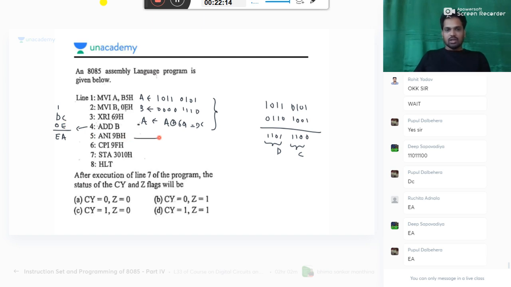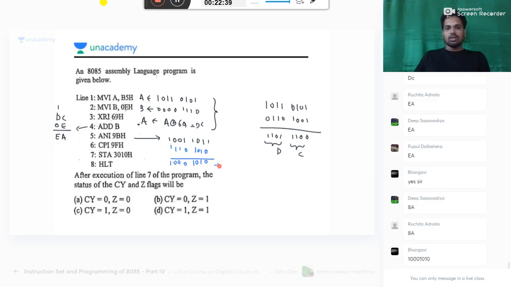Then ANI with 9B. 9B means 1001 1011. This you need to AND with EA. E means 1110, A means 1010. If you do the AND operation, if any one of them is 0, your output will be 0. So the result is 8A. Now you compare this immediately with 9F.